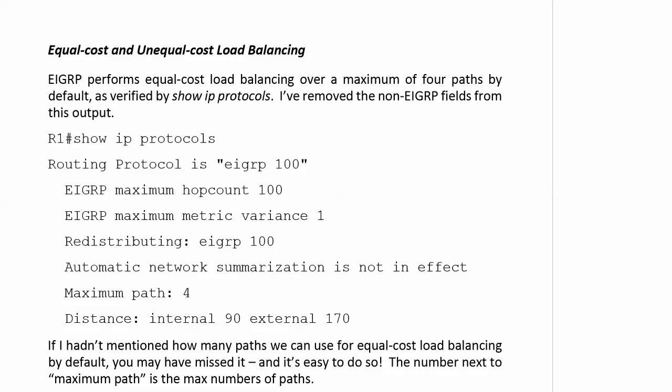All right, let's check out this equal cost and unequal cost load balancing thing. And I did have show IP protocols in the book. I knew I didn't leave that out. Here's some of the output. I've removed the non-EIGRP fields from the info. We saw all of these at the end of the last video.